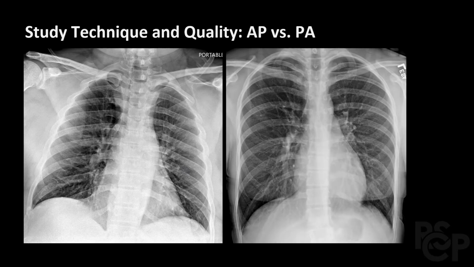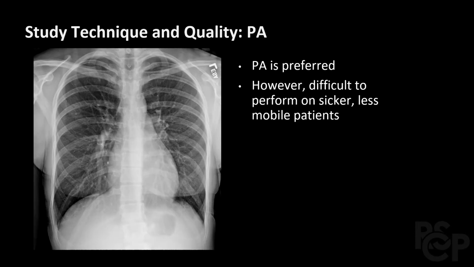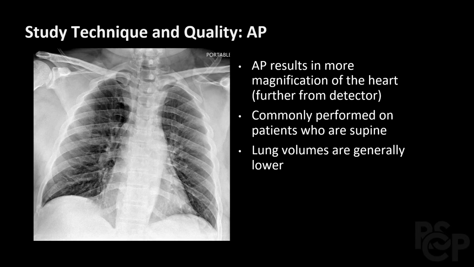Here we have two examples of chest X-rays you may notice look slightly different from each other. On the left we have an AP film and on the right we have a PA film. PA chest X-rays are generally preferred. However, since X-ray sources need to be placed posterior to the patient, they are difficult to perform on sicker and less mobile patients. The heart, an anterior structure within the chest, is magnified in the AP view.